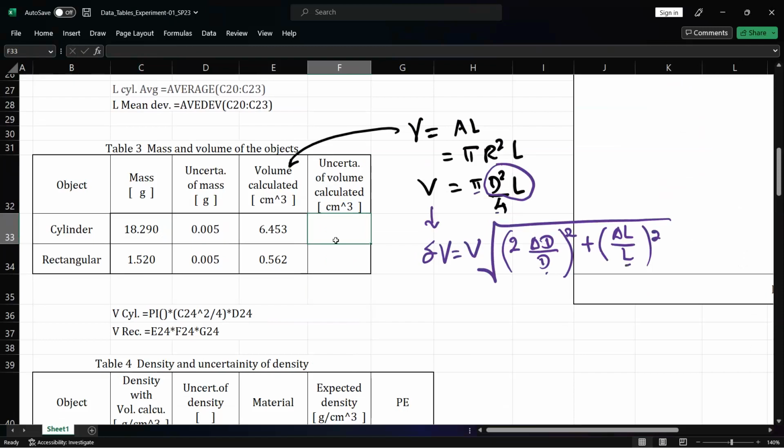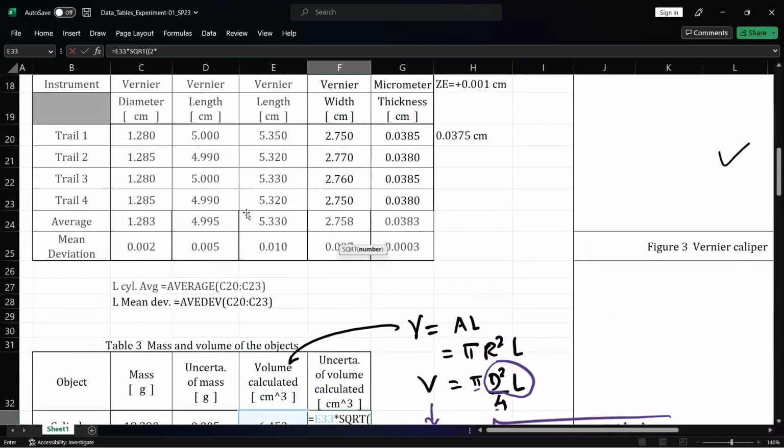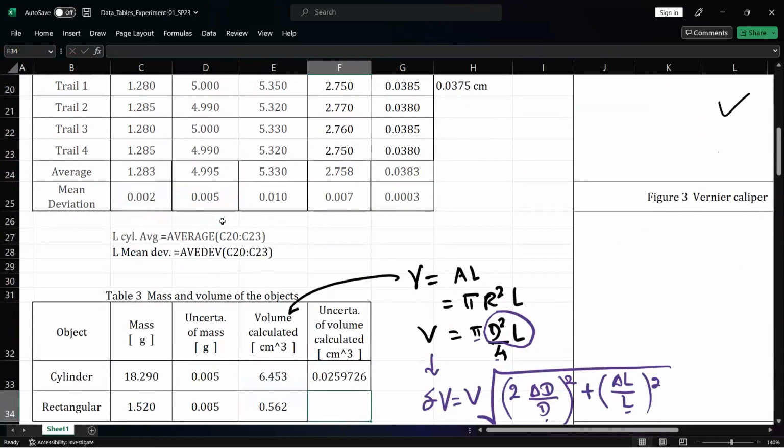Okay, so we just need to write this function: equal sign, the volume we calculated, multiply by square root. In Excel, SQRT, and then open bracket. SQRT is the inbuilt function for the square root. Open another bracket for this inside right here, and this is 2 multiplied by mean deviation for the diameter, divide by the diameter itself, close bracket, power 2, plus open bracket, mean deviation for the length, divide by the length average itself, close bracket, power 2, close bracket for the square root, hit enter.